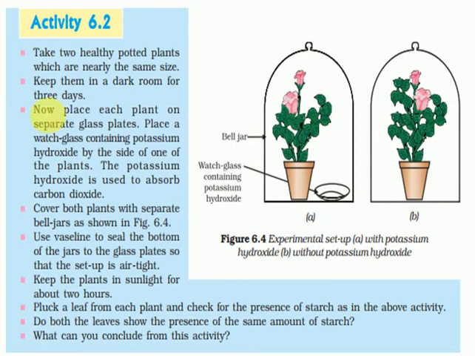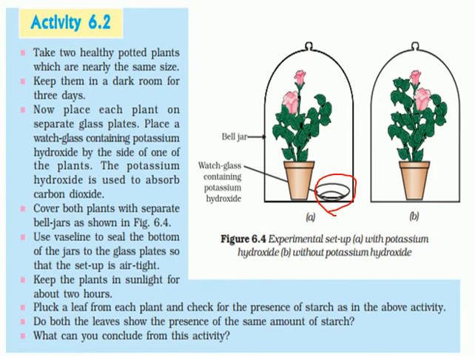Take two healthy potted plants which are nearly the same size. Keep them in a dark room for 3 days. Now place each plant on a separate glass plate. Place a watch glass containing potassium hydroxide by the side of one of the plants. The potassium hydroxide is used to absorb carbon dioxide. Cover both plants with separate bell jars as shown in figure 6.4.